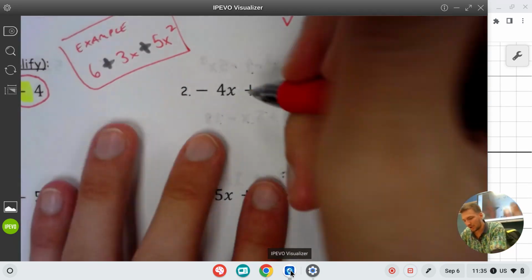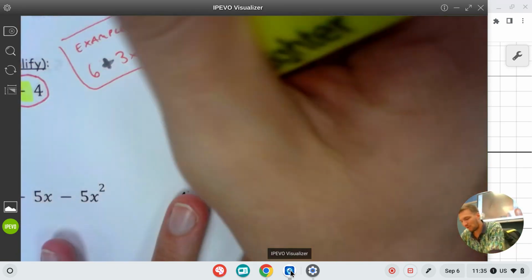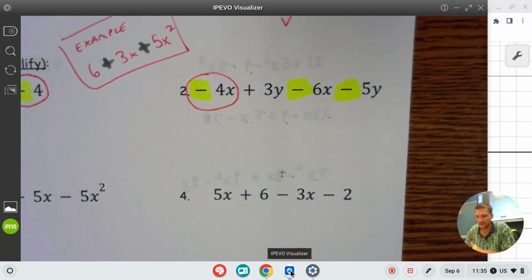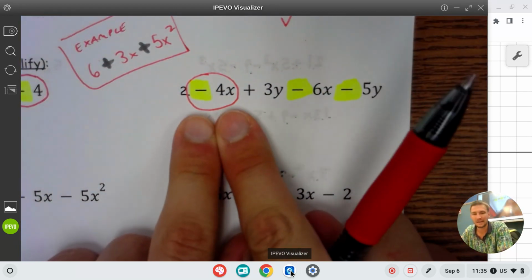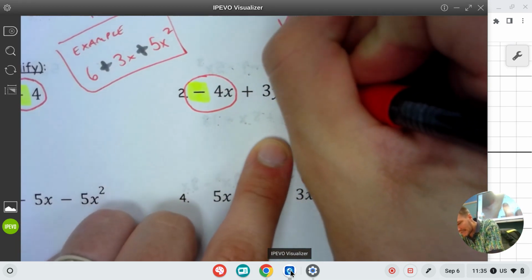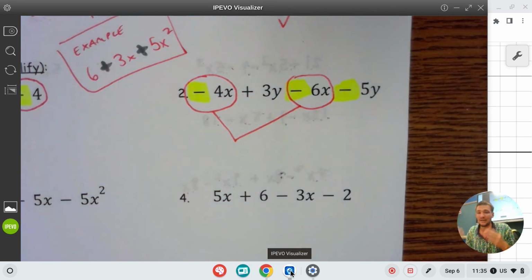The first term is negative 4x. I'm going to make sure that I focus on my negatives. I see that I have a bunch of negatives for this question. Do we have any matches with negative 4x? Nice job. Negative 6x. These are going to need to be combined. That's the only matches that we have for the x terms.